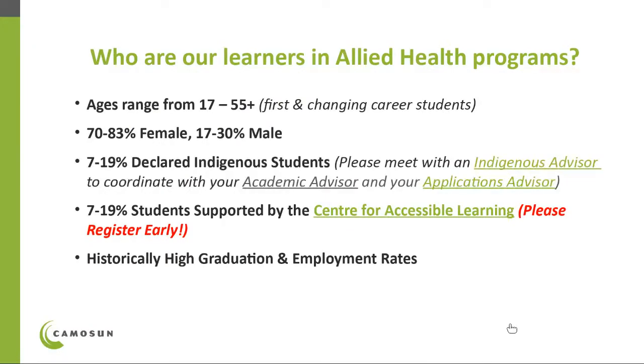So the people in our program typically range in age from 17 to 55. We do have some people right out of high school, and we have lots of post-secondary students as well. Most are female, although the male contingent is increasing. We have 20% declared Indigenous students. It's important to note that if you identify as Indigenous, you should tell your academic advisor when you're applying, as well as your Indigenous advisor. Camosun College has Indigenous folks located in the Eyolekoet Center, and they can help you with your application and getting you all the information that you would need, and supports that are available only to Indigenous students.